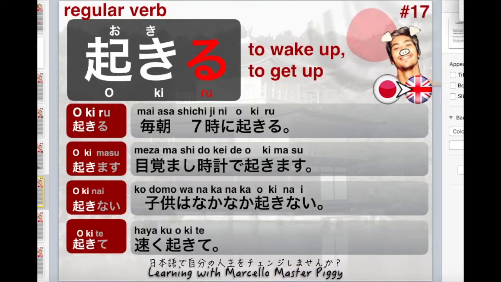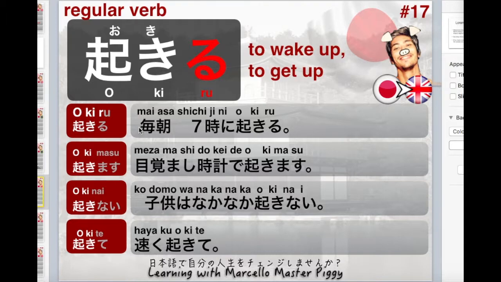Okay, guys, so today's verb is gonna be the verb okiru, which means to wake up or to get up. And the kanji is 起, and then we have the hiragana ki, which will not change since it's a regular verb, and we're gonna be changing only the last hiragana, which is ru. So it's okiru, okimasu, okinai, okite. Okay, it's a regular one, an easy one.